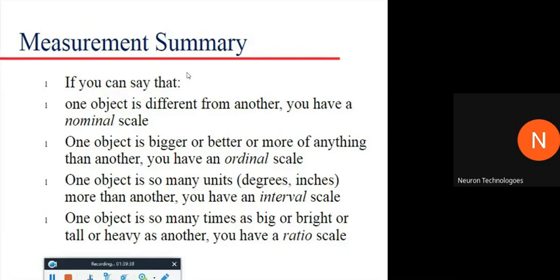Measurement summary, it's in front of you. If you can say that one object is different from another, you have a nominal scale. If one object is bigger, better, or more of anything than another, you have an ordinal scale. If one object is so many units, degrees, inches, more than another, you have an interval scale. If one object is so many times as big or bright or tall or heavy as another, you have a ratio scale. So in this way, this measurement summary and your measurement tools will help you conclude your research.